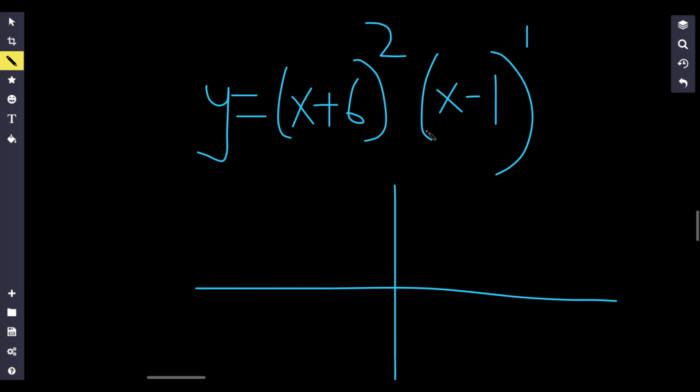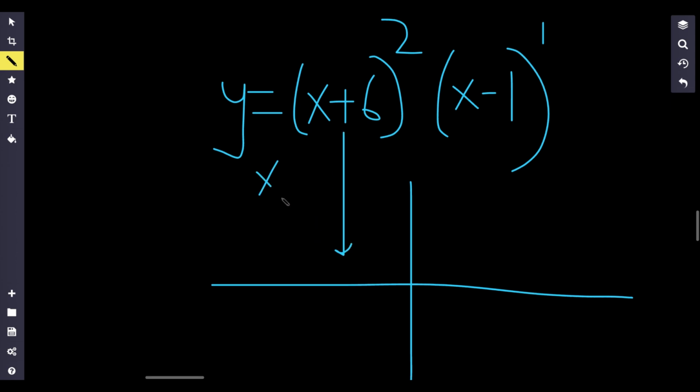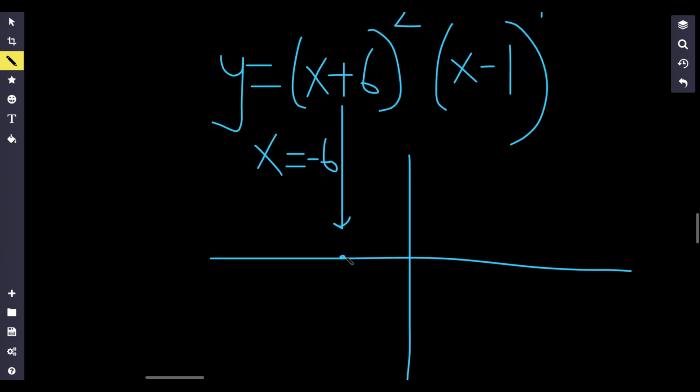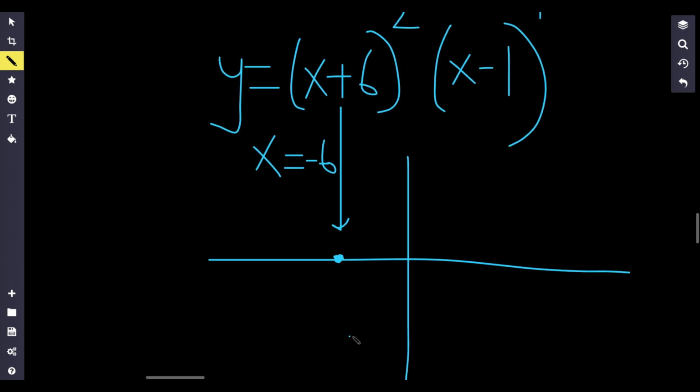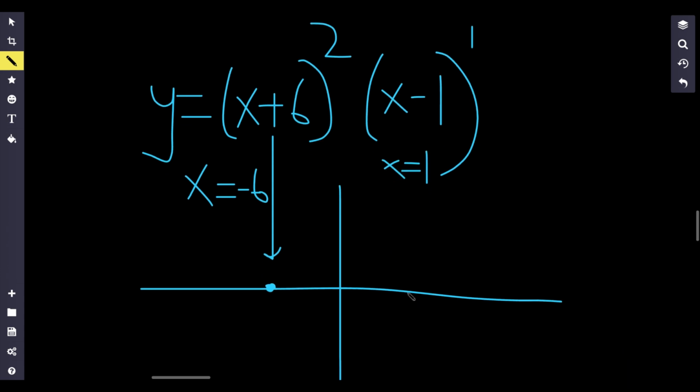So the first step to finding out how this function looks, I said that word like 100 times, is to get all the zeros. What are the x-intercepts of this graph? When does this function become 0? Well, when x is equal to -6, if you plug in -6 here, -6 plus 6 is 0, and 0 times whatever this is is just 0. So -6 is one of our zeros. And also x is equal to 1: when you plug in 1 here, 1 minus 1 is just 0. So 1 is another zero in this graph.